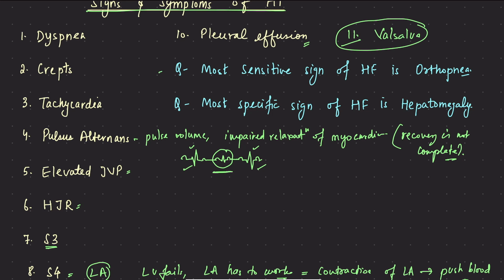Two very important questions. The most sensitive sign of heart failure is orthopnea, and the most specific sign of heart failure is hepatomegaly. Right? Orthopnea and hepatomegaly. Sensitive is orthopnea, specific is hepatomegaly. And it is more specific than JVP, more than S3. Right? S3 is also specific, JVP is also specific, but hepatomegaly is the most specific.